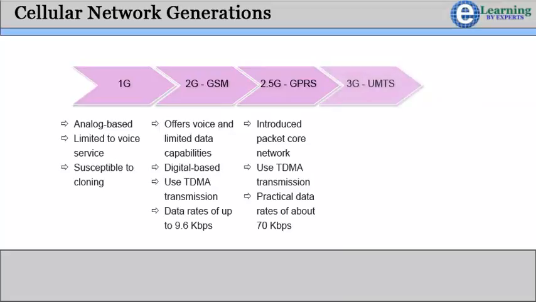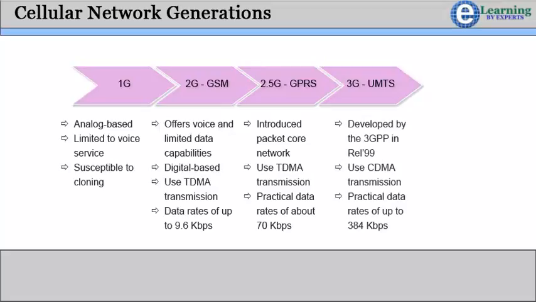3G, also called UMTS, is developed by the 3GPP, third generation partnership project. Release 99 was the first release of UMTS. It is characterized by change in access technology from TDMA to CDMA. UMTS Release 99 has a theoretical data rate of 2 Mbps, but the practical capacity is 384 kbps. UMTS offers packet-based transmission for text, digitized voice, video, and multimedia content.